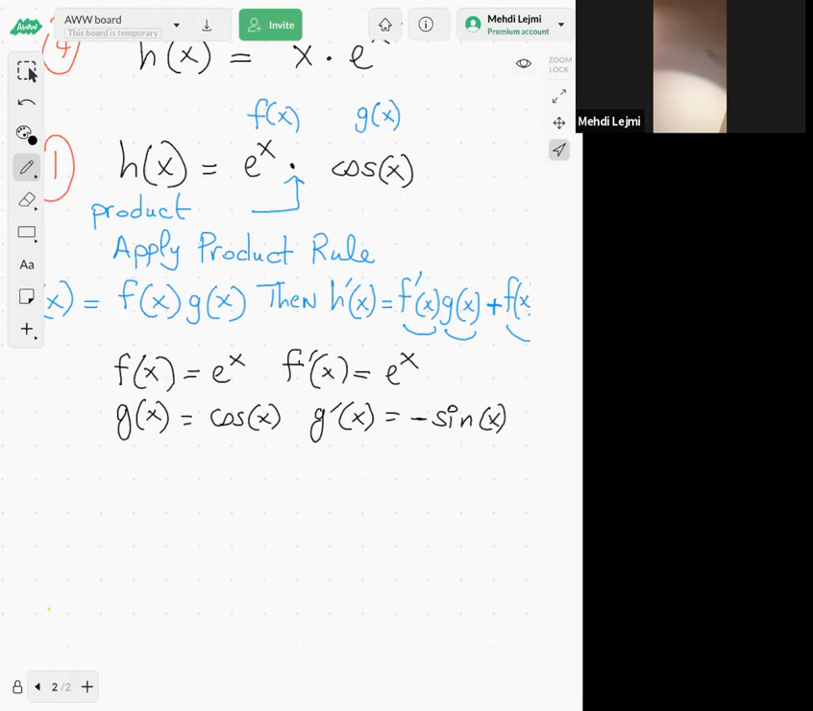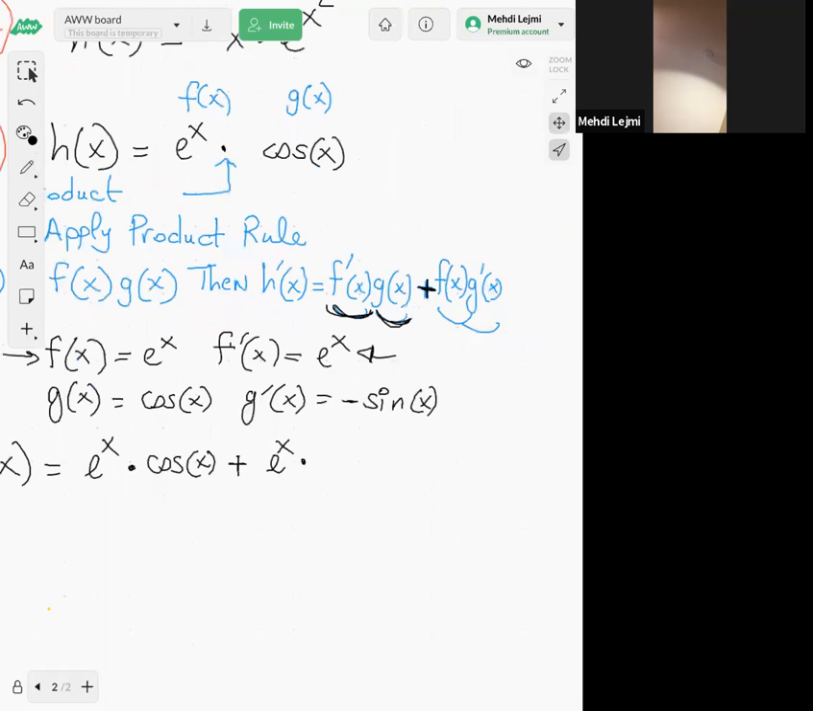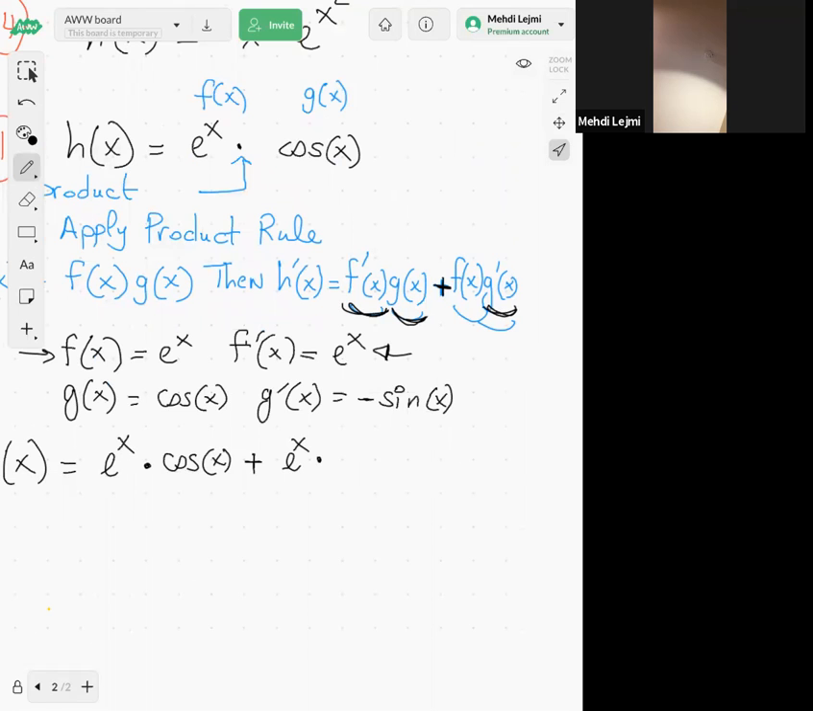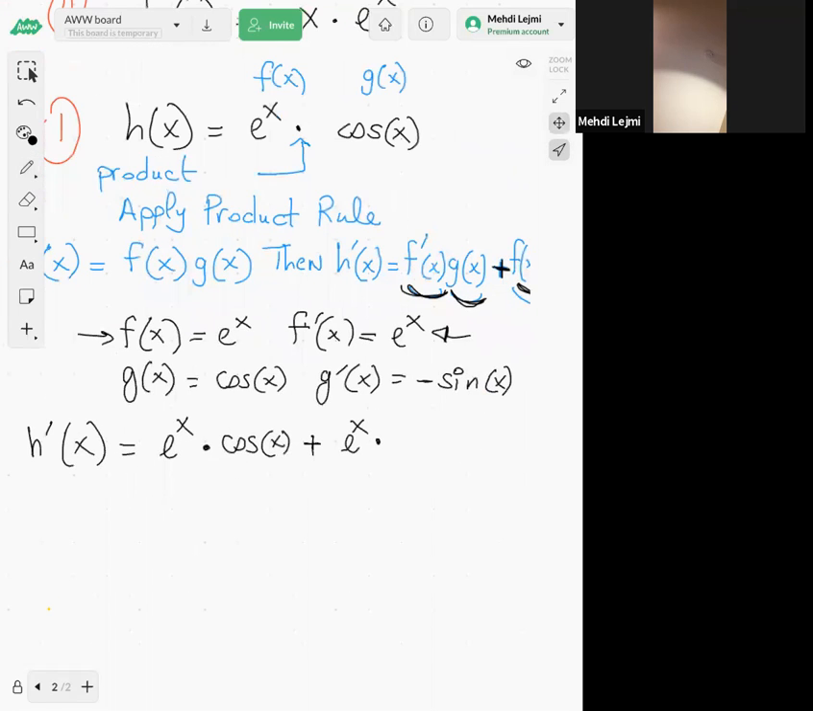Okay, now I can apply my product rule. So h prime will be f prime, that's e to the x, times g, the cosine of x, plus f, which is again e to the x, times g prime, which is minus sine of x. Right. So that's my h prime.